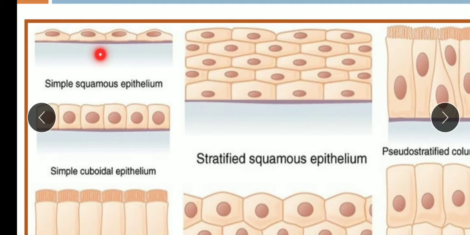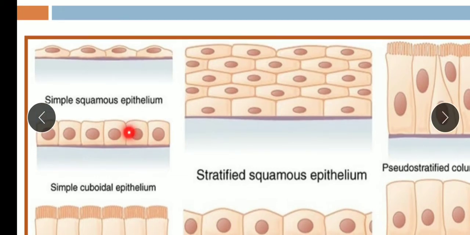Squamous epithelium is made up of flat polygonal cells, and they are closely fitted with each other. You can see here these cells are closely fitted together like tiles in a mosaic floor. No space is there in between them. Their location and all that we will discuss in the next part. Here I am differentiating the different epithelial layers.